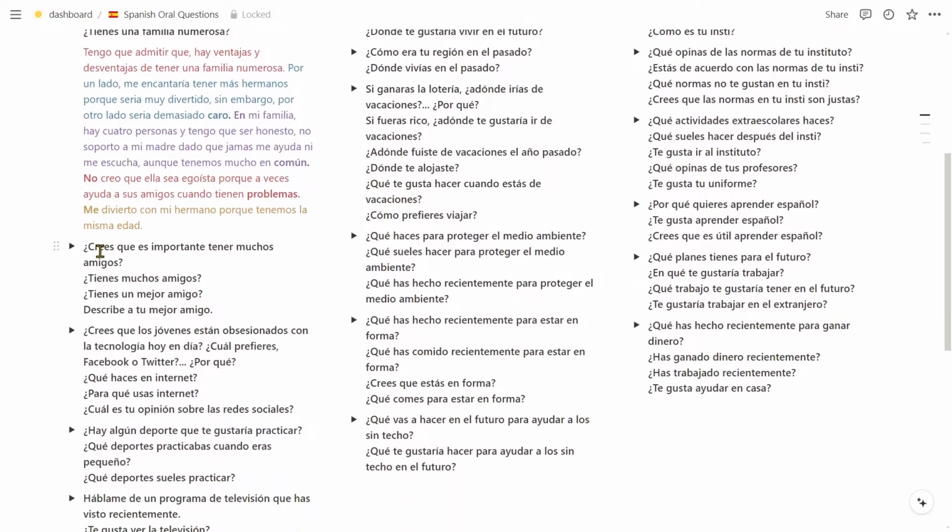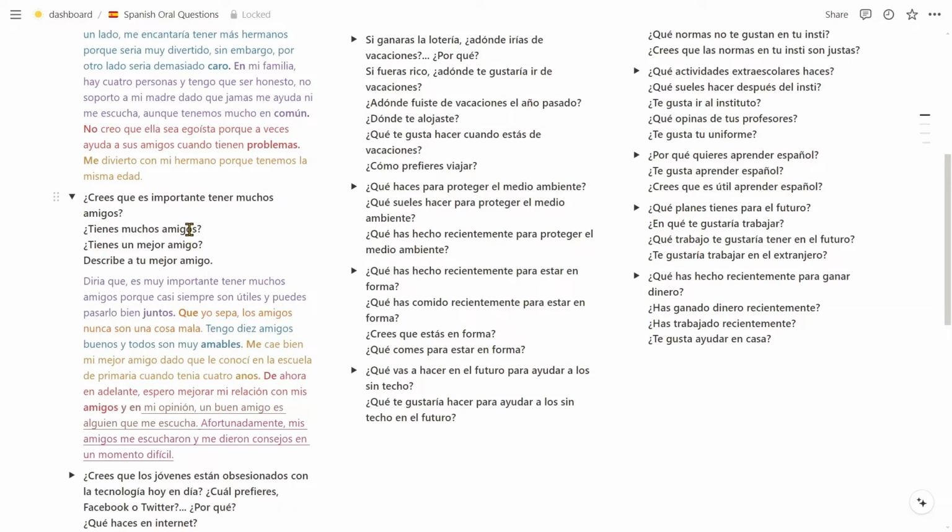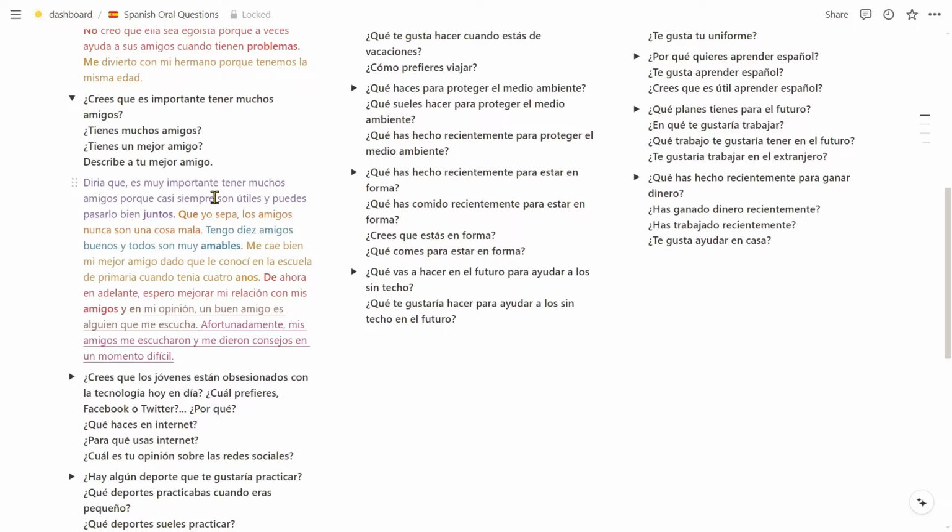Okay, let's keep going then. So this one here is about having a lot of friends. So crees que es importante tener muchos amigos. And again, you can see my response. Again, quite a long one. And I'm going to point to some good sentence starters I've used. So diría que is like I would say that. Que yo sepa, as far as I know. De ahora en adelante, like from now onwards.